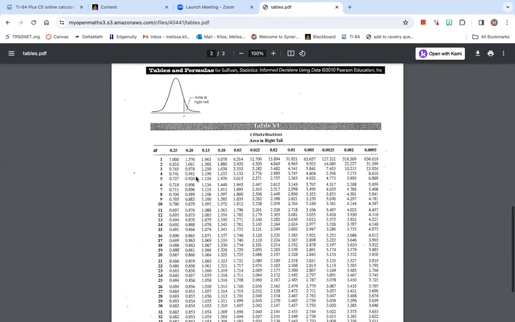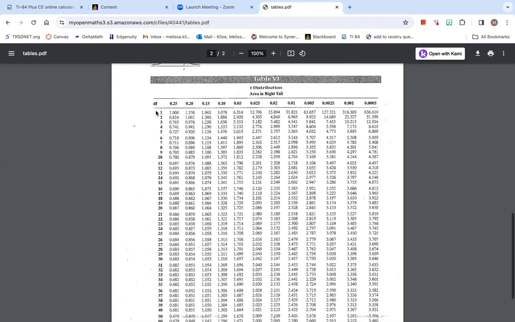So on my T table here, on the left is our degrees of freedom. This is our sample size, is our degrees of freedom right here. And then up here is our alpha, at the top is the alpha. We're looking for the T value that corresponds with alpha 0.2 and 10 degrees of freedom.